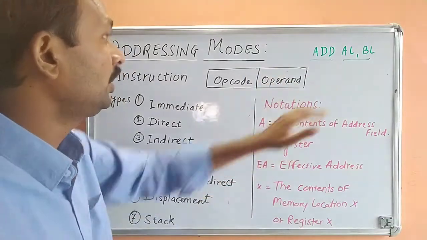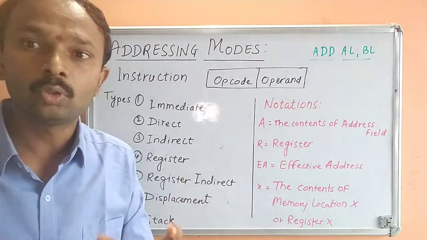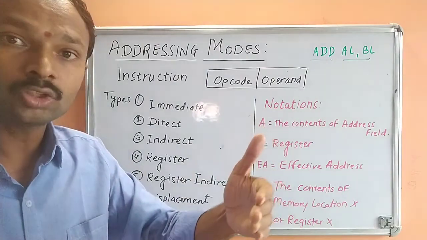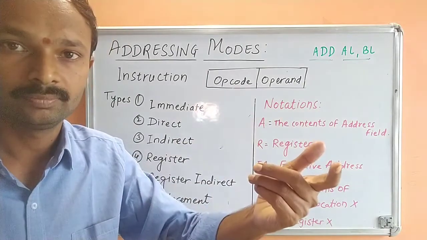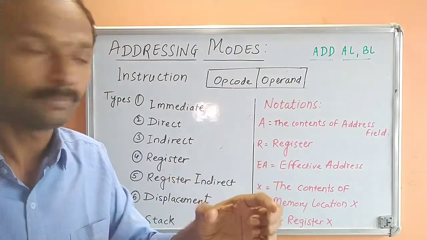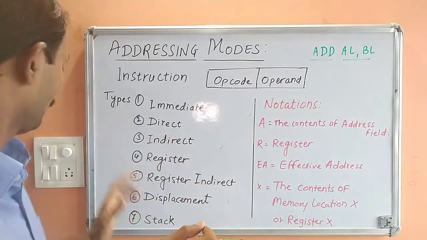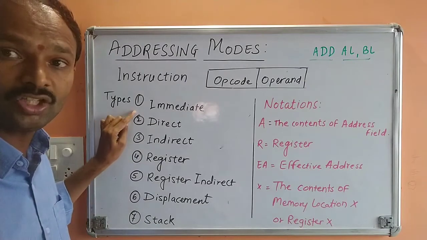When we talk about addressing modes, the appearance of the operand in front of the instruction changes, and according to that the addressing modes are built. There are basically 7 addressing modes. The first addressing mode is the immediate addressing mode.